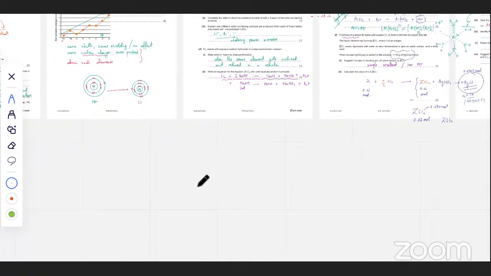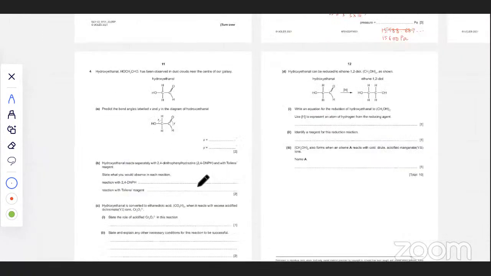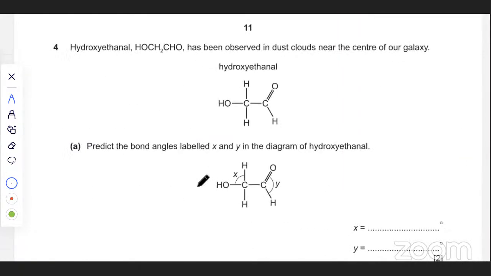So let's move on to the last couple of pages. We are done with this paper, all of it. I think that's the last question. He's saying predict the bond angles. This one, remember, it's just three pairs of bonds, so that's 120 degrees. And this one over here, that's four pairs of bonds, that's 109.5 degrees. That's going to be tetrahedral. So you've identified X and Y.